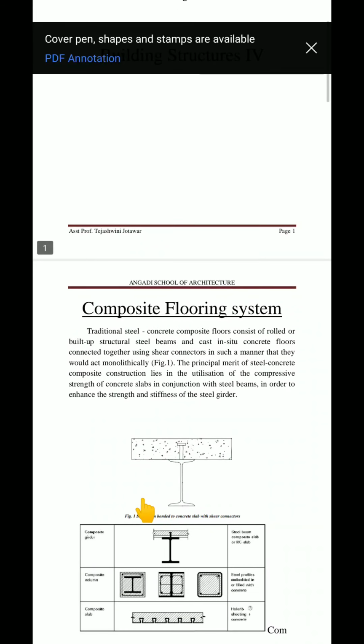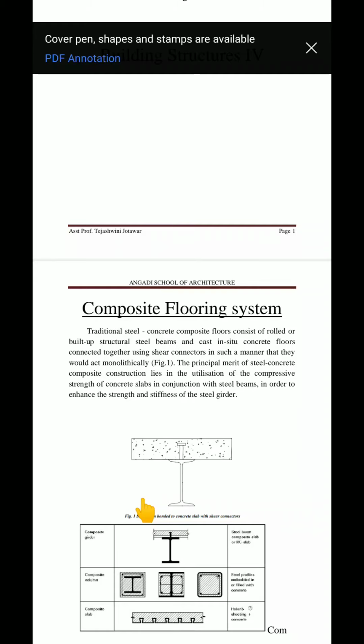In today's session we are going to study about composite flooring system. In general, whenever we provide a floor system, we provide either a reinforced concrete floor type or a steel floor type. But if we combine a flooring system in such a way that it is a combination of steel as well as concrete, then we call it a composite flooring system.